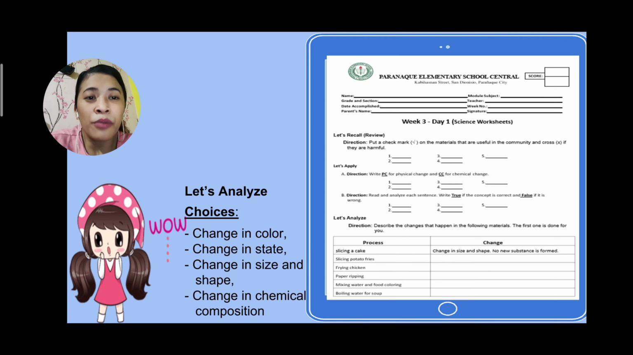Next, let's analyze. Meron po akong nilagay na choices dito sa gilid. Yung choices po ay changes in color, change in state. Isusulat nyo po yan dun sa box ng change, kung ano po yung correct na dapat na choices doon sa given. Okay po? Slicing a cake. Ano po ba yung change noon? Change in size and shape. No new substance is formed. Yun lang po. Kahit change in color, change in state. Yun po yung sasagot nyo.